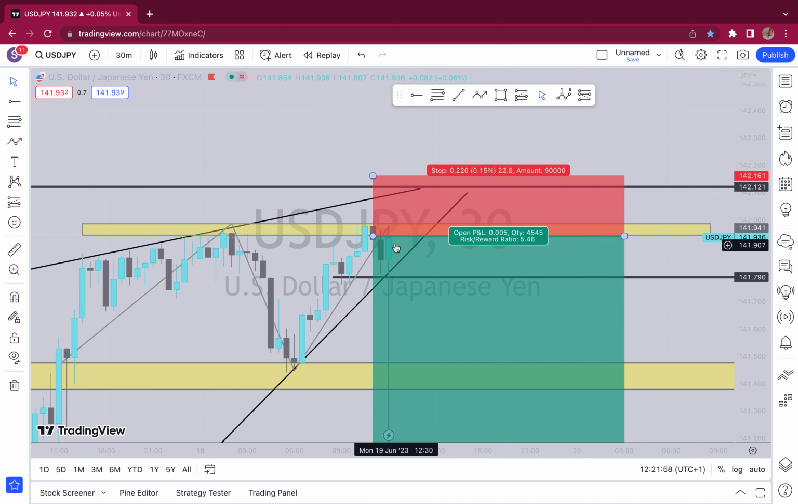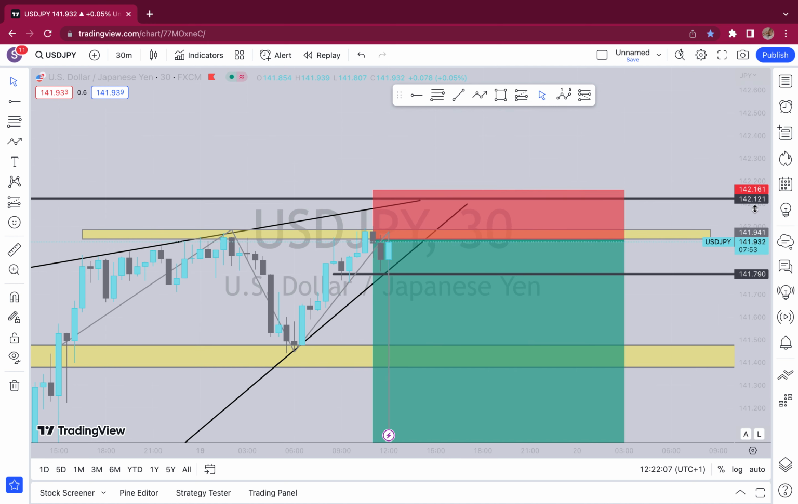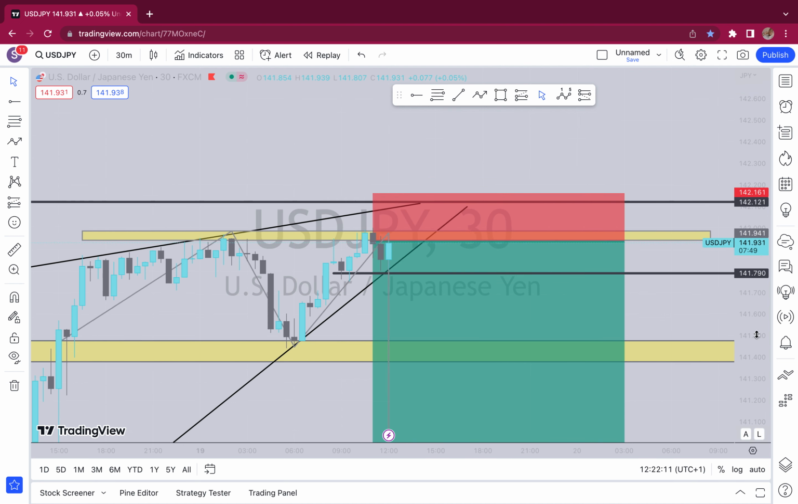Just watch out for what the market is doing. If it breaks above here, wait for a retest, then we buy again. Both sides we are winning. Here's a 22 pip stop loss. Both sides we are winning.